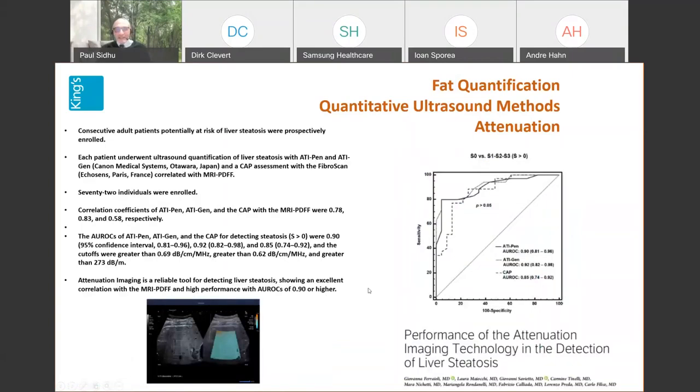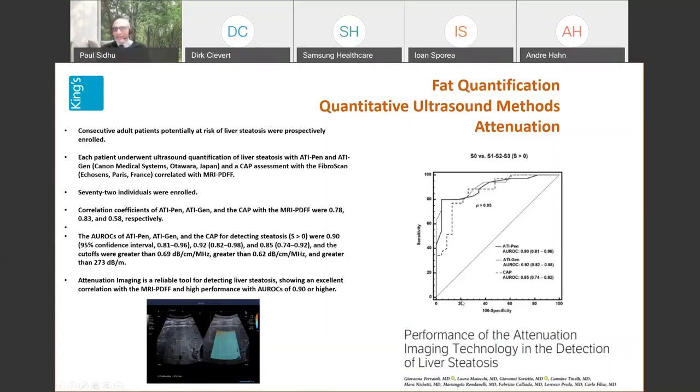But I did mention earlier that it depends on the frequency of the transducer you're using. This is the same group, comparing 2 different probes, which they called the ATI penetration and the ATI general. Penetration was at 3 megahertz, ATI general at 4 megahertz, and they compared it to CAP. There was a difference in the measurement values between those 2 probes.